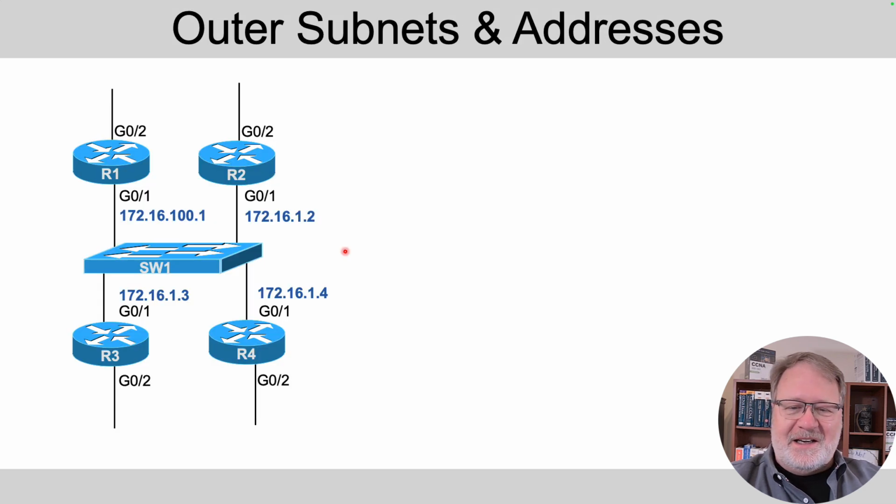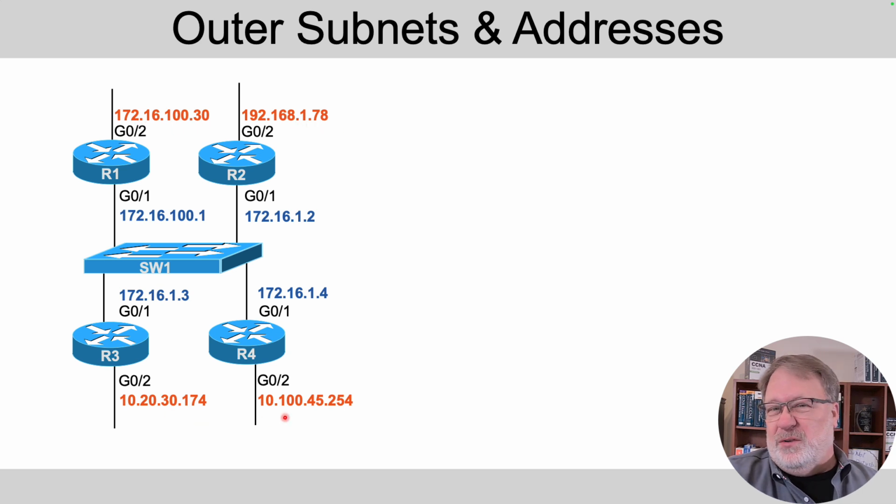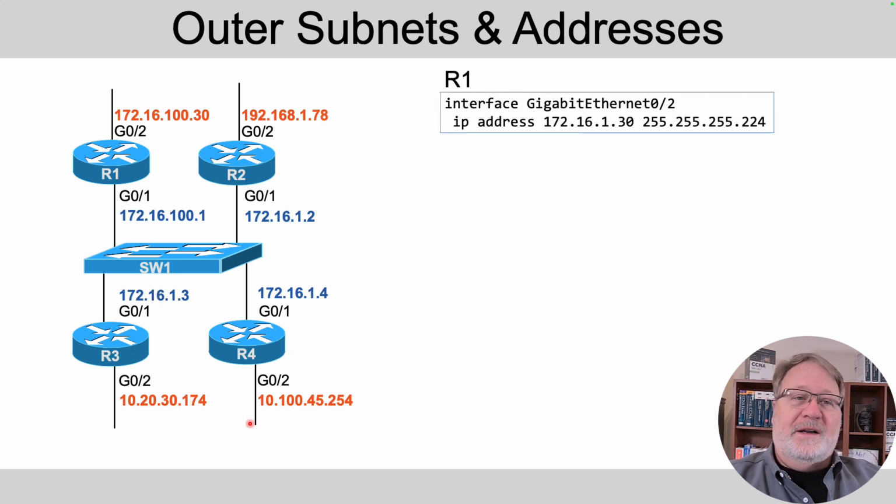All right, let's look at that configuration. So now on the outer interfaces, in the drawing, we have the IP addresses in orange that I showed in that table a few moments ago. Then if we look at the configuration on R1, its outer interface is gigabit Ethernet 0/2. So there it is. And then we've got the IP address command with the address that's the numerically highest number in the subnet, along with the dotted decimal mask of three 255s and a 224.